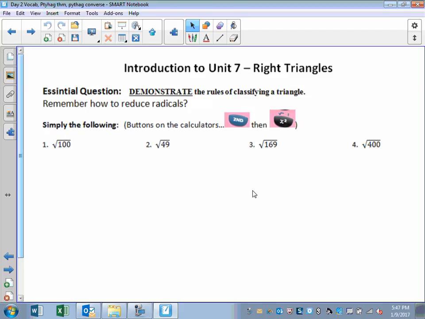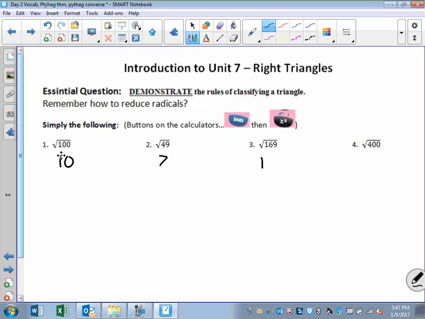So for the first 4 questions, they are all perfect squares. If you use your calculator, second square button, and put the number inside the radical, it should give you the answer. So you would get 10, 7, 13, or 13 and 20. If you square all those numbers, they'll give you the answer, which is inside the radical. Okay? That's a quick review.